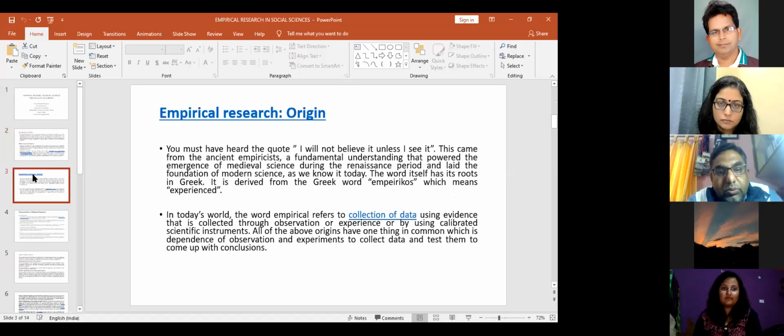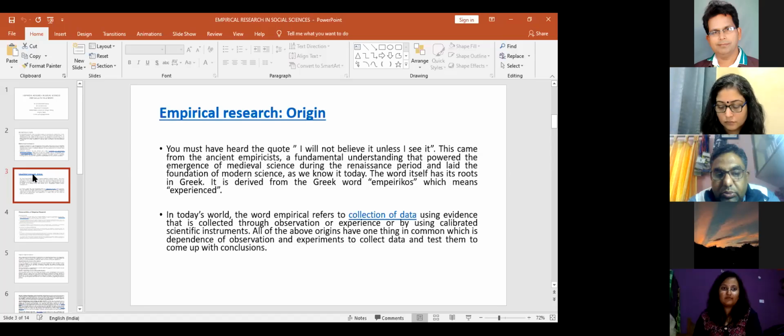Now, how did this concept of empirical research originate? This is very important in all the fields. In geography, we mainly focus on this, but I believe this is also applicable to sociology, political science, literature, psychology, all other fields. The quote says, "I will not believe it unless I see it." That should be the main focus of a researcher. When we are doing any kind of quantitative or qualitative observation, how do we come to a conclusion, how do we suggest certain things without being there in the field? That's why this quote is very pertinent.